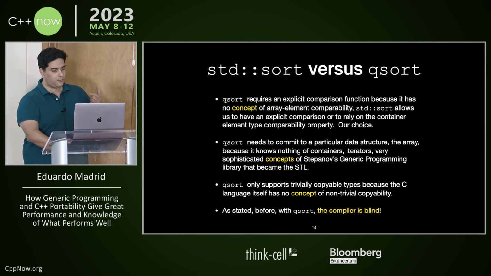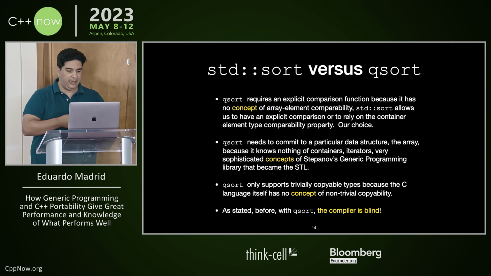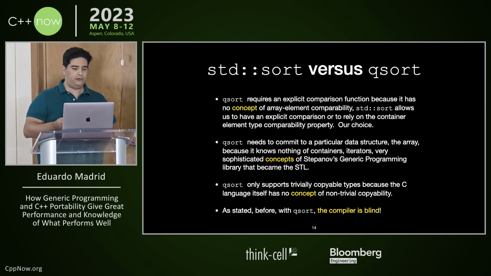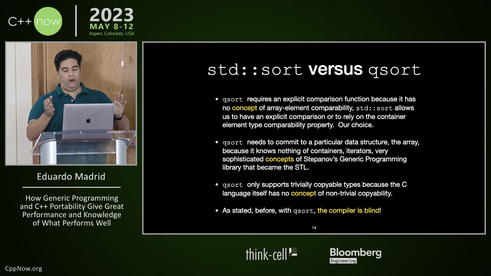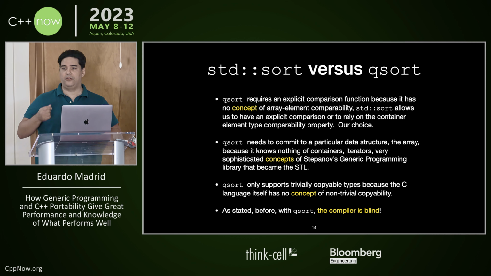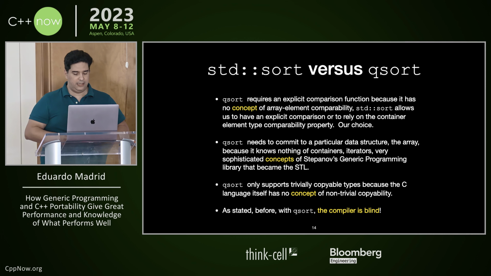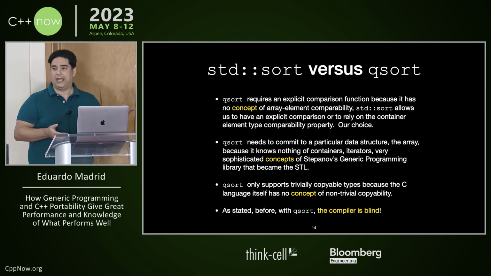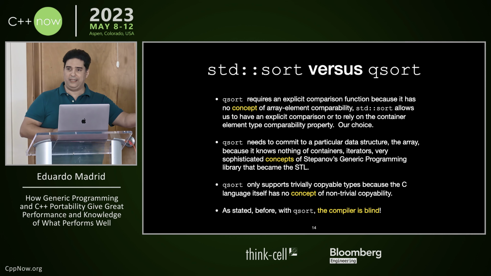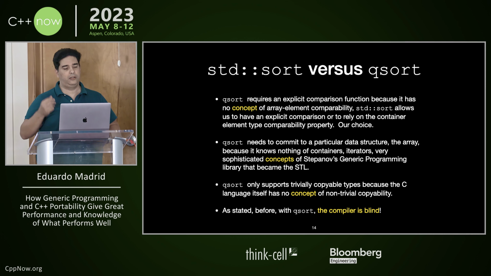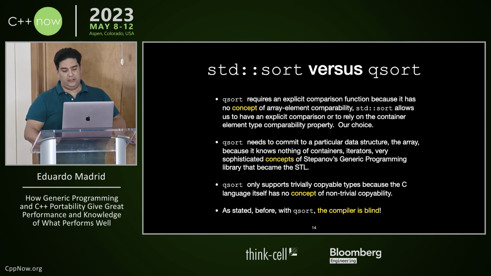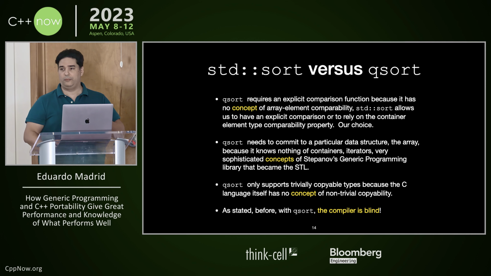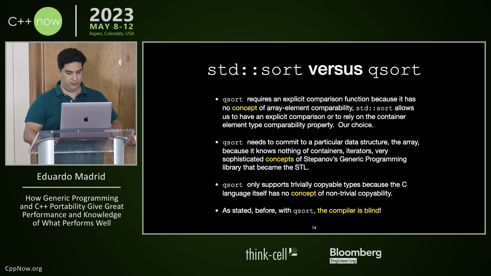So, hammering on the point, if it is not clear already, qsort has no concept of element comparability, so you have to provide a function for it. A standard sort, like I said, can pick the one that the element has automatically or allow you to specify one. qsort is committed to a data structure, which is the array, because it doesn't have any other way to describe data structures.